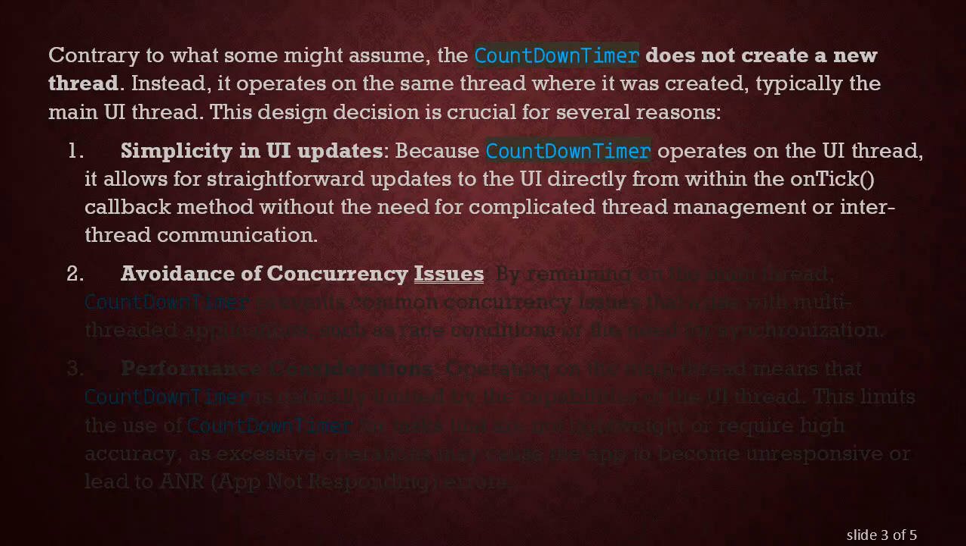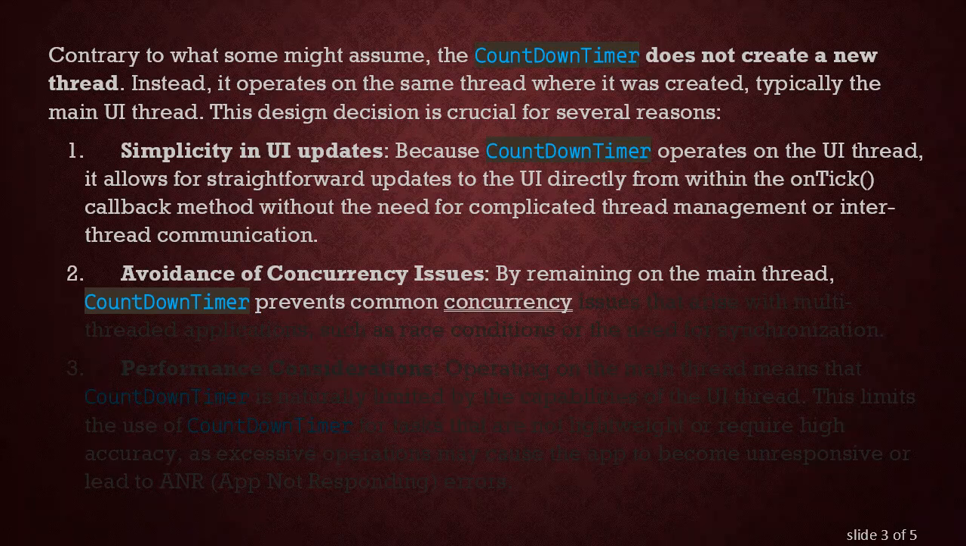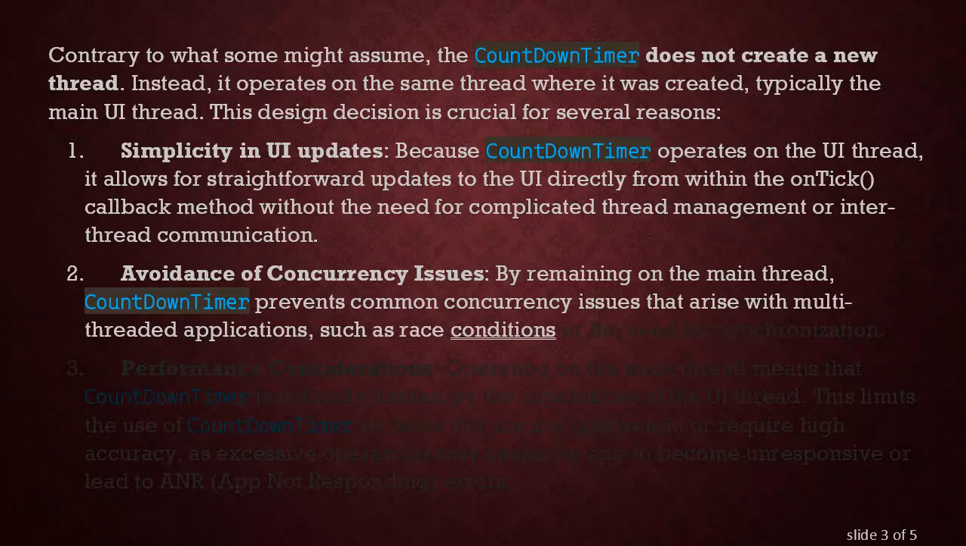Avoidance of concurrency issues. By remaining on the main thread, CountDownTimer prevents common concurrency issues that arise with multi-threaded applications, such as race conditions or the need for synchronization.